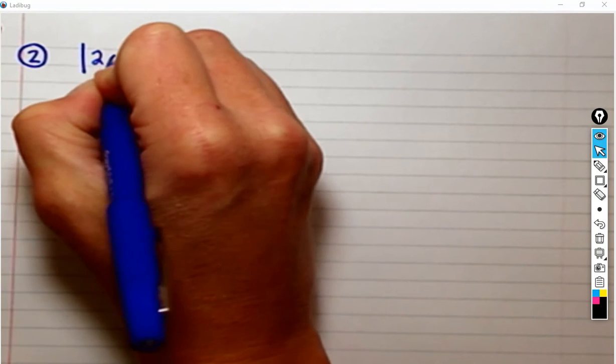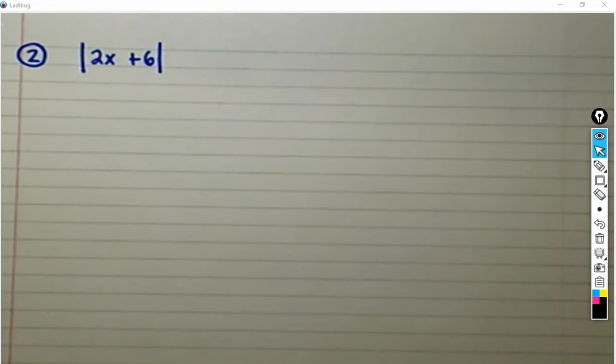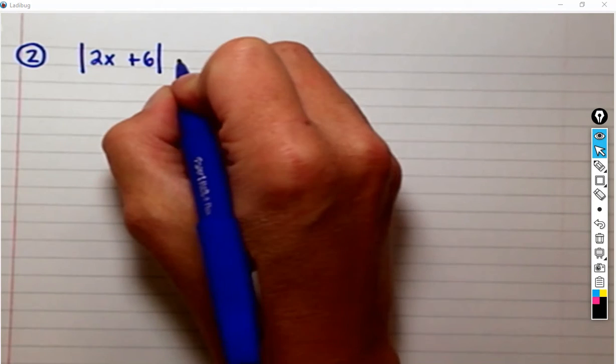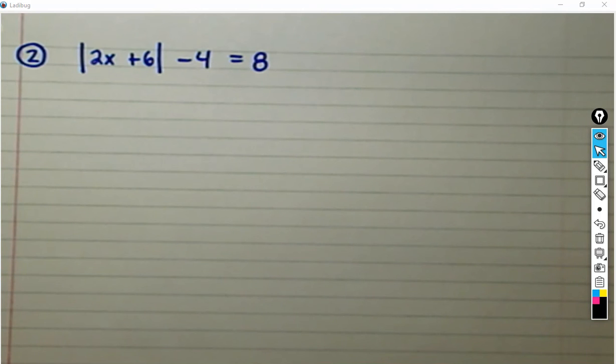Example 2, number 2. All right, absolute value. Notice how my absolute value bars are much taller than my numbers, so they don't look like a 12 or a 61. All right, solve for x.